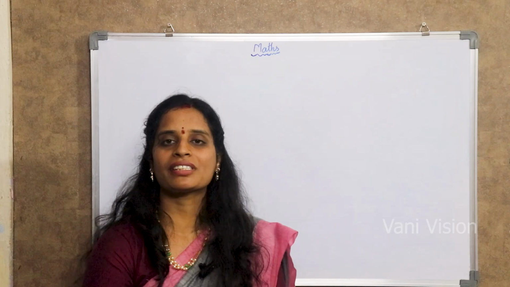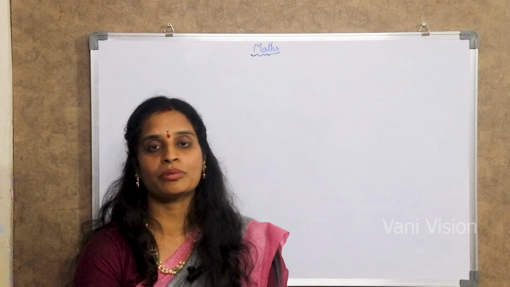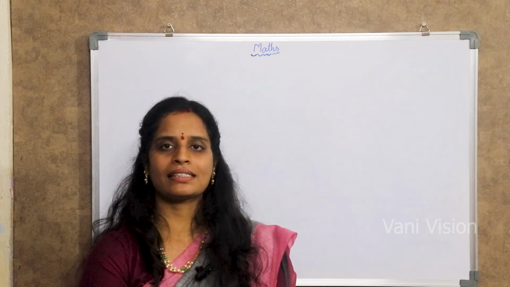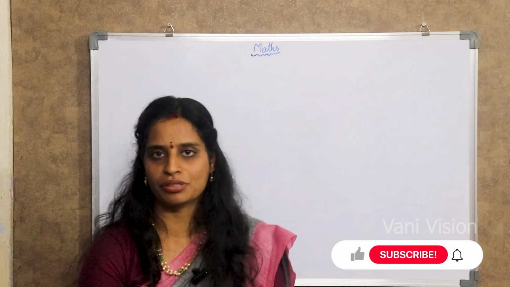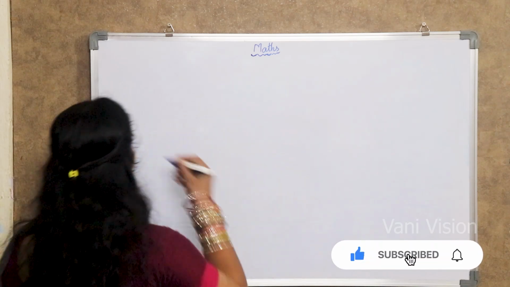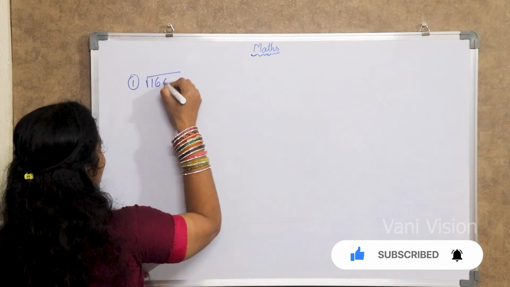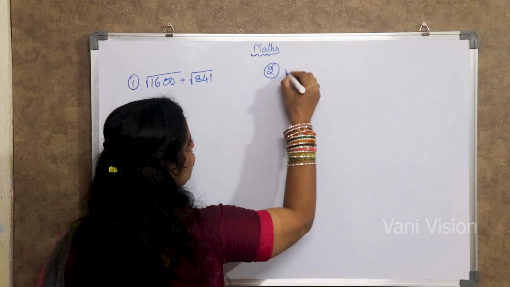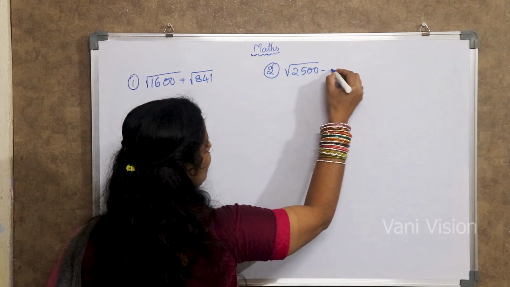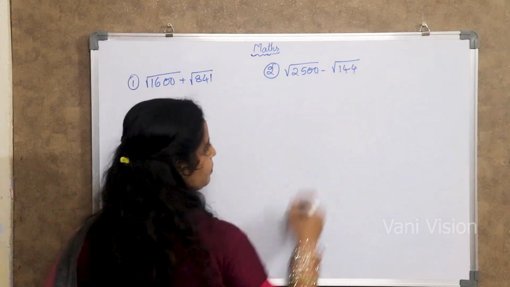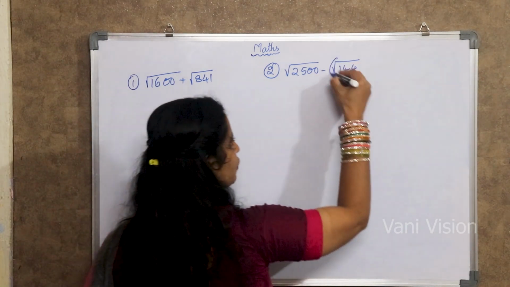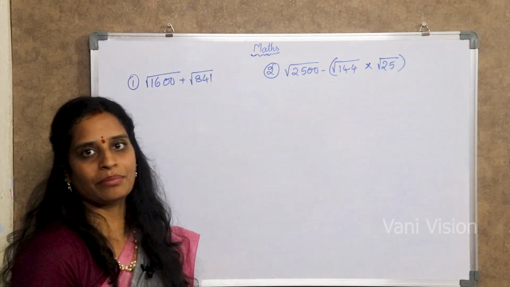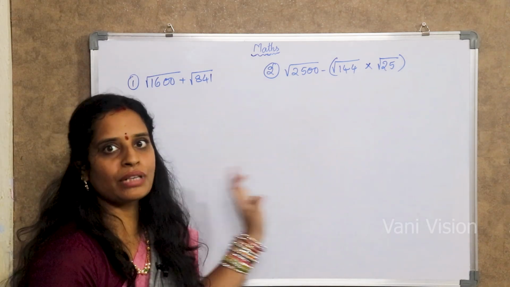As I told you in my previous video about how to solve square root problems easily, two examples I have taken. You can use the same trick for the rest of the numbers also. The first example is the square root of 1600 plus root of 841. And we are going to see root of 2500 minus root of 144 into root of 25. So we are going to solve these numbers first.